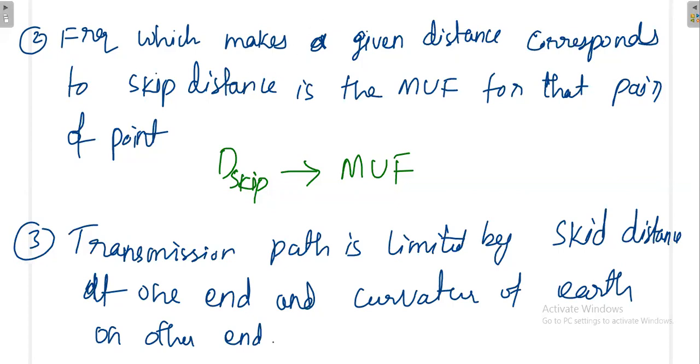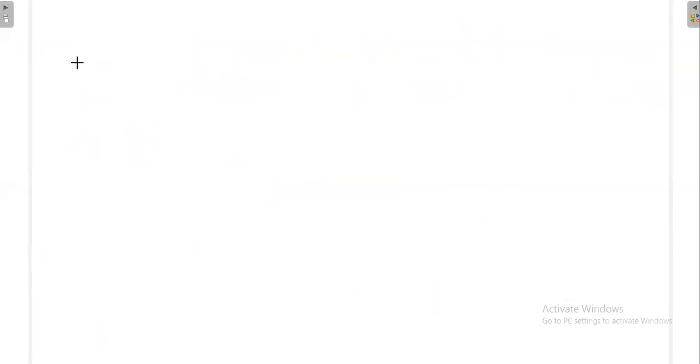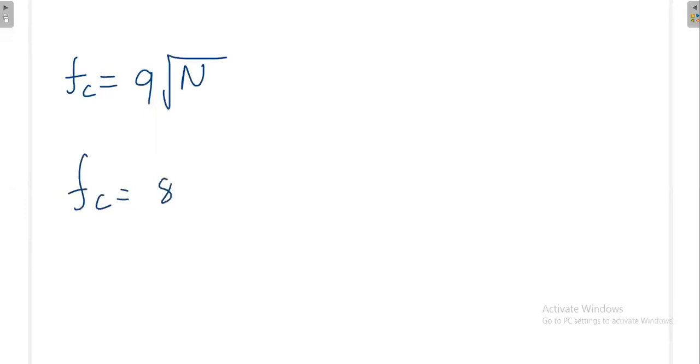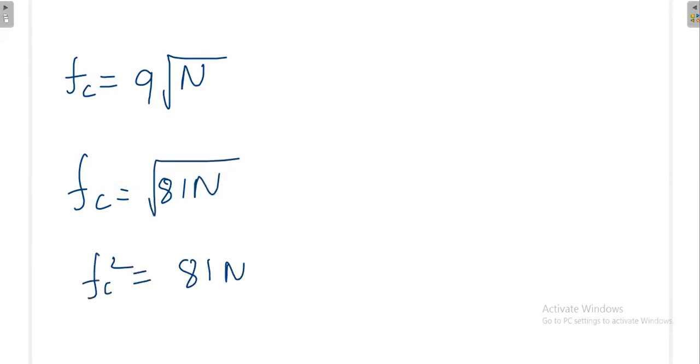And again, I think we have forgotten some formula. One more formula is there for cutoff frequency. I think the cutoff frequency of any layer is 9 into square root of n, or fc square is equal to 81n. Yes sir, is it correct? Somebody please tell me.